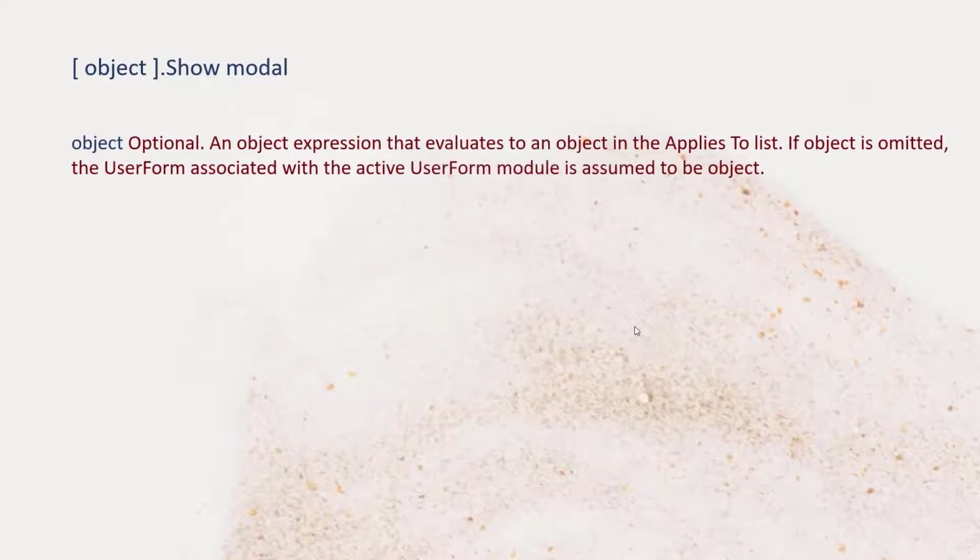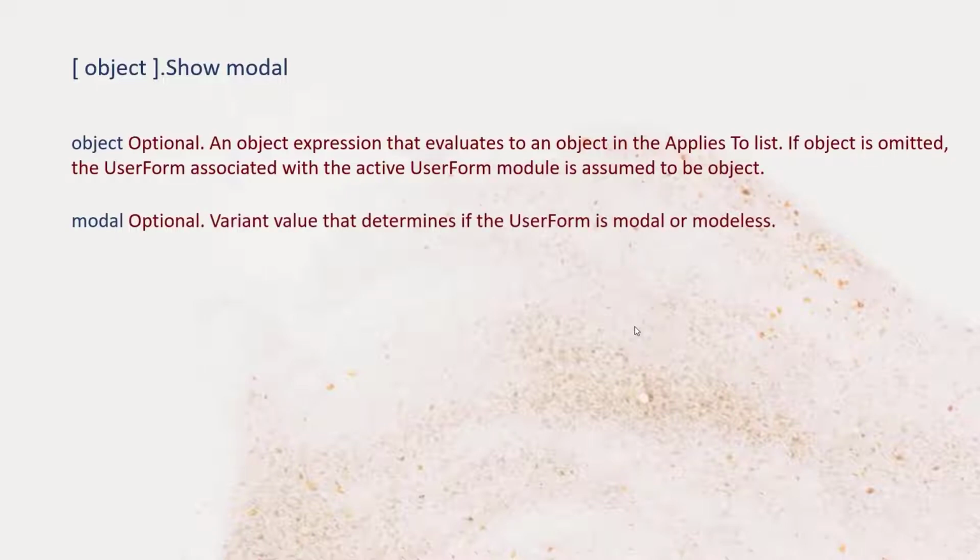Object, which is optional, is an object expression that evaluates to an object in the applies to list. If object is omitted, the user form associated with the active user form module is assumed to be the object. Modal is optional, but it is the default value. I'll come to that in a moment. This determines if the user form is modal or modeless.